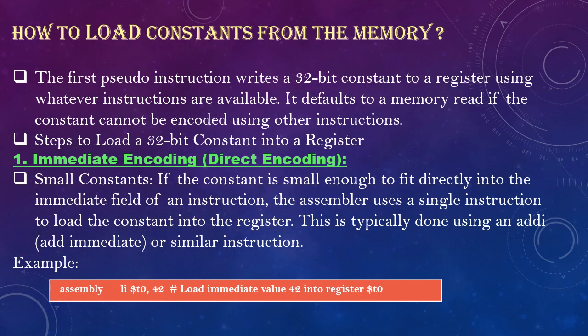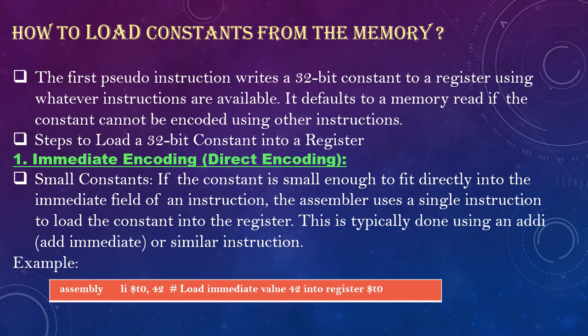How to load a constant from the memory? The first pseudo instruction writes a 32-bit constant to a register using whatever instructions are available. It defaults to a memory read if the constant cannot be encoded using other instructions. Steps to load a 32-bit constant into a register.